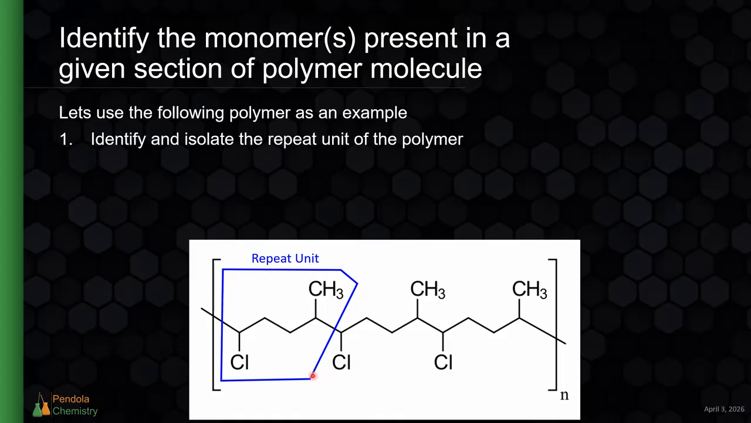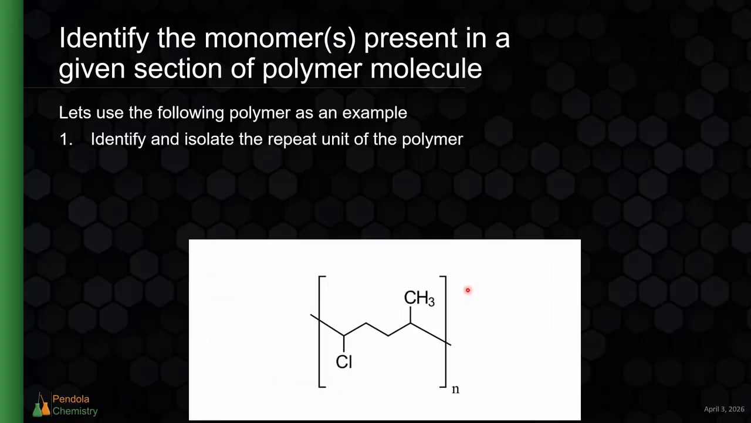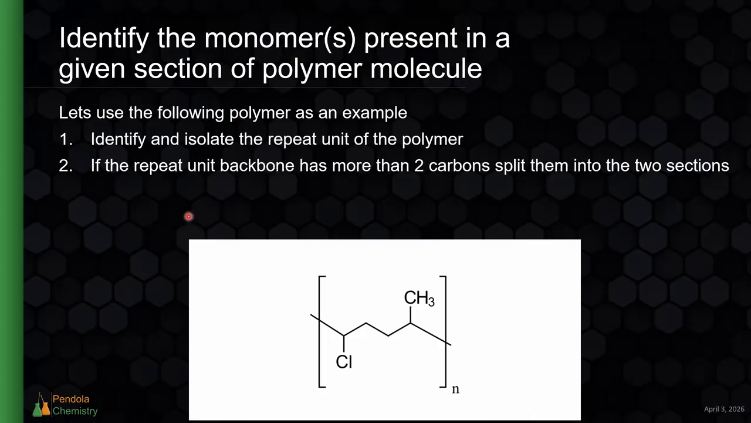So where we drew those lines, we're going to put our brackets. So we're going to isolate that section, and that's our repeat unit of our polymer. But we're being asked not for a repeat unit, we're being asked for a monomer. So how do we do this?